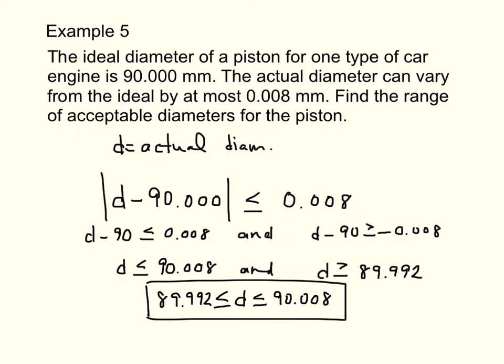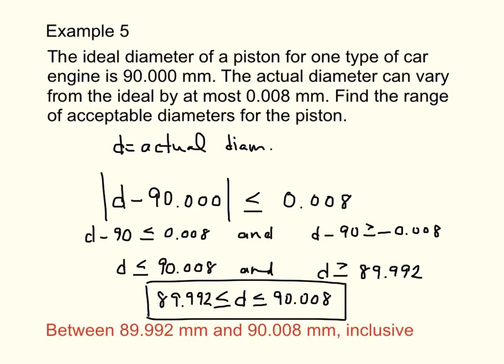It's within. Now, you may not have heard this before, but what this means is it's between or from 89.992 to 90.008 inclusive. Inclusive means it includes the ends. It's not necessarily between, because it can be exactly 89.992 and exactly 90.008 millimeters. And so we would say it's between 89.992 millimeters and 90.008 millimeters inclusive. So the inclusive would be the last thing you put. So I'll write that down. And that's how you could write it as your answer.